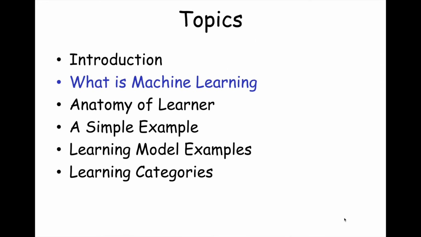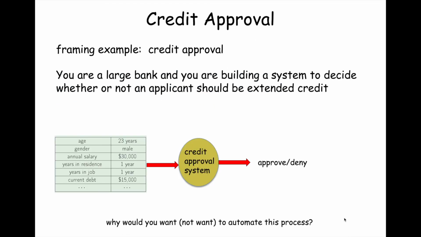All right, so let's take a look at the so-called anatomy of a learner. Now we're going to talk about the architecture. And so the framing example we're going to use is credit approval. So you're a large bank, and let's say you're building a system, and that system is going to input information, records, and it's going to decide whether or not you're going to extend credit, be that a mortgage or a business loan or what have you, to the person that applied.